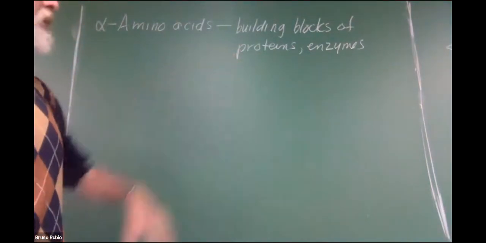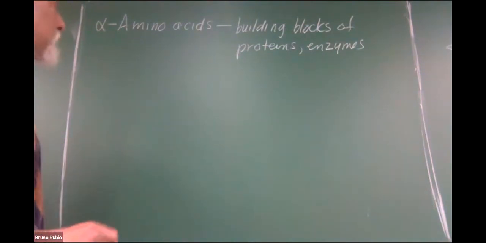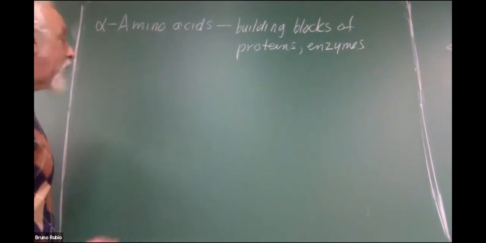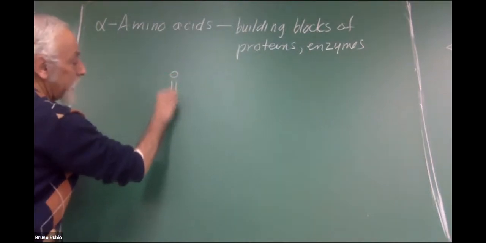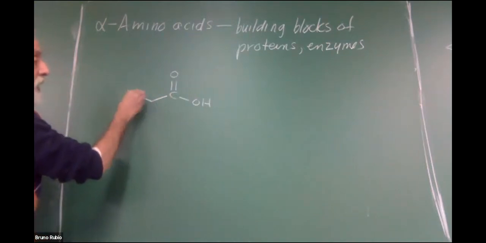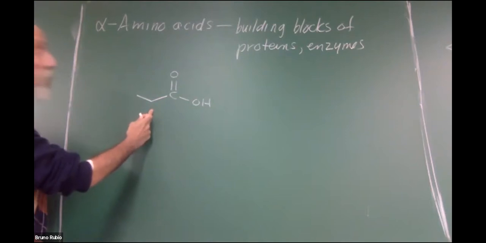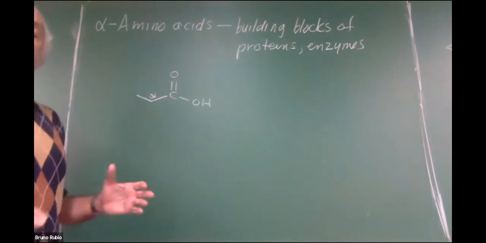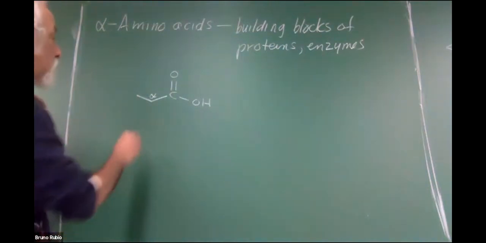So the alpha amino acids, these are the building blocks of proteins. Okay, so now let's talk about this terminology here, the alpha amino acid. The alpha amino acid is a special type of carboxylic acid. There's the carboxylic acid carbon. The carbon next to the carboxylic acid carbon, that is called the alpha carbon. An alpha amino acid is a carboxylic acid that has the amino group at the alpha carbon.